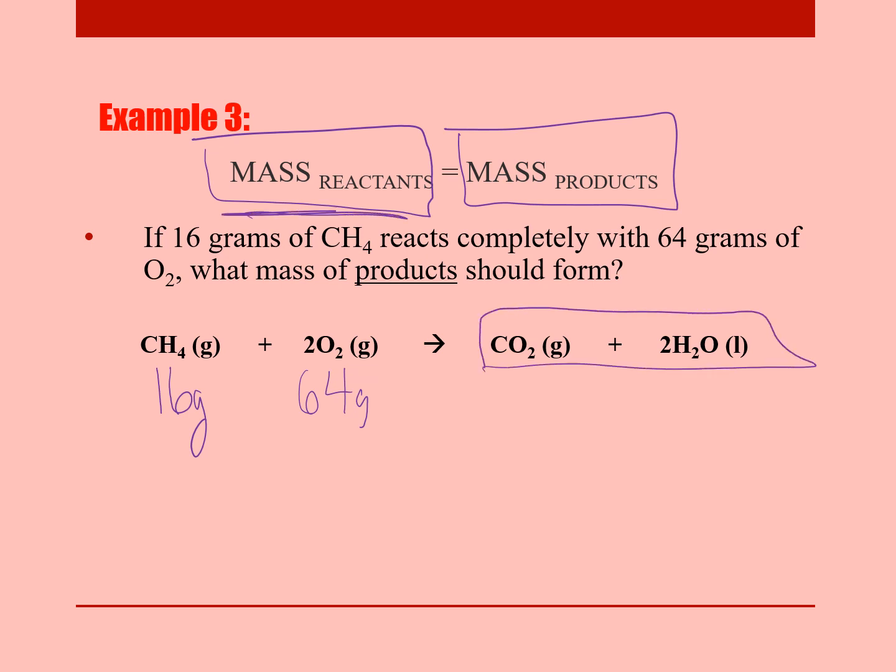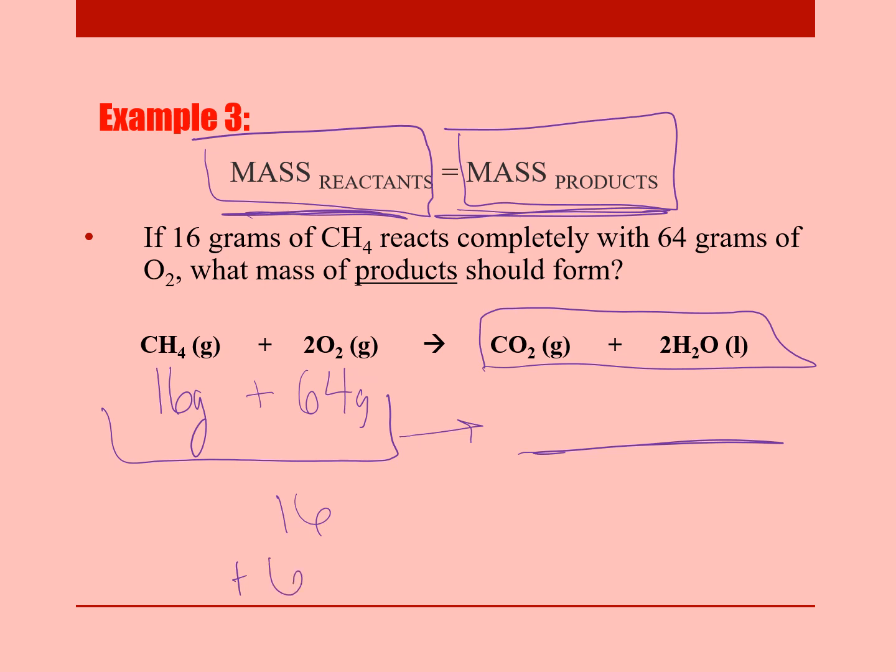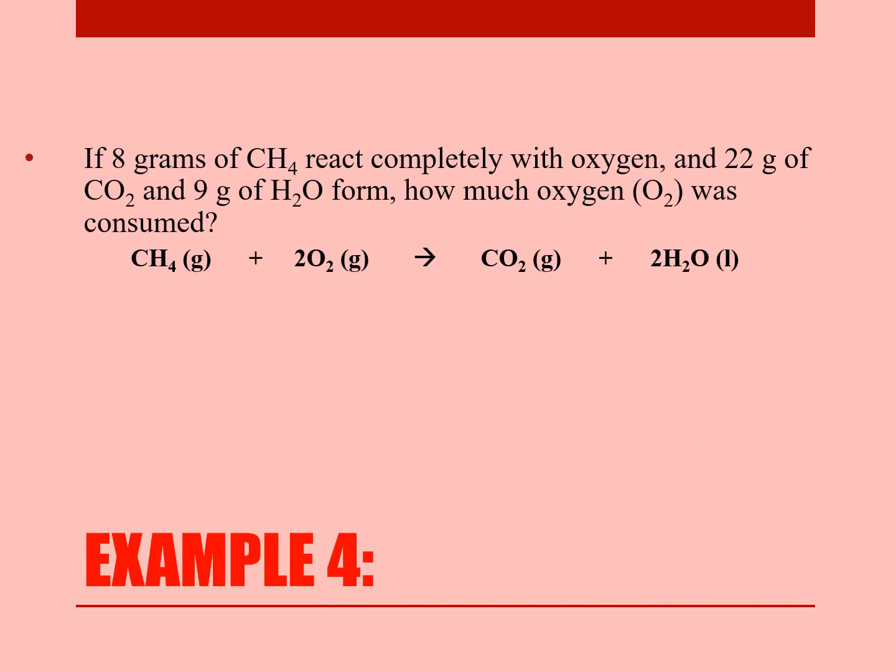So according to this, my mass of the reactants equals my mass of the products. So all I have to do is add up my mass of the reactants, and they are going to equal the total mass of both of these products. So what is 16 plus 64? You get 80. So I know that my products should also total 80 grams. Now we are not expecting you to figure out how many grams of CO2 you'd make versus how many grams of H2O. Just total, it would form 80 grams.